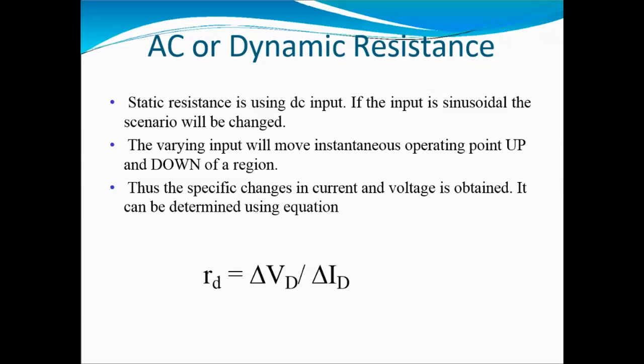If the input is sinusoidal, the scenario will change. The varying input will move the instantaneous operating point up and down a region. Thus, the specific changes in current and voltage are obtained. It can be determined using the equation RD equal to delta VD by delta ID. All of you know delta means change. Diode voltage will change, and diode current will also change.